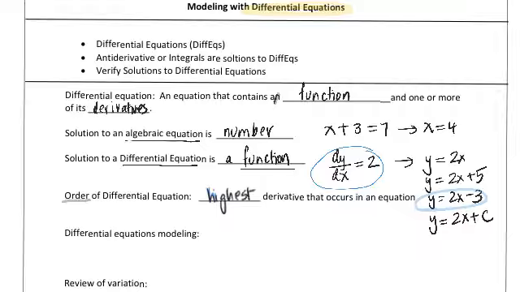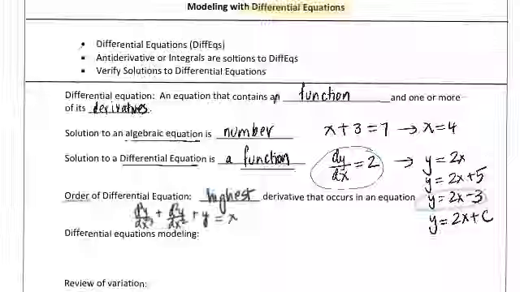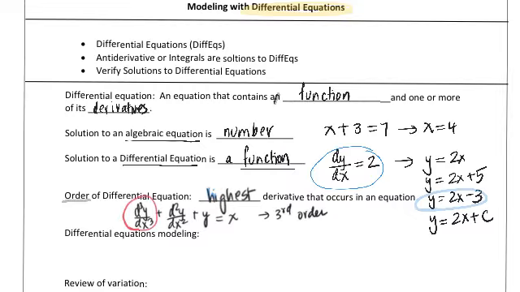So for example, a differential equation which said d cubed y/dx cubed plus d squared y/dx squared plus y is equal to x. This is a third order differential equation because the highest derivative we see here is the third derivative.